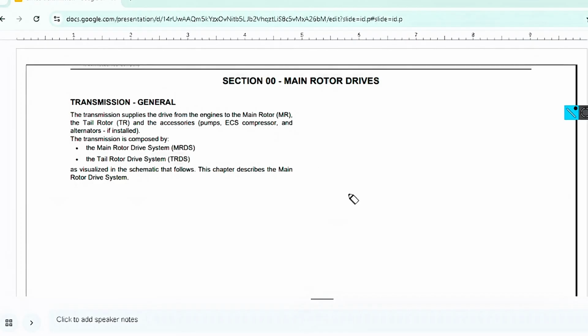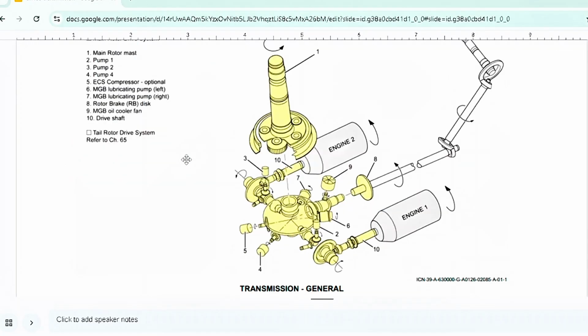Now the transmission general. The transmission supplies the drive from the engines to the main rotor, the tail rotor, and the accessories, which include pumps, ECS compressor, and alternator if installed. The main point is that there are two types of transmission systems. The transmission is composed of the main rotor drive system and the tail rotor drive system. In this video we will cover the main rotor drive system. Now let's see a picture and the locations of the components.